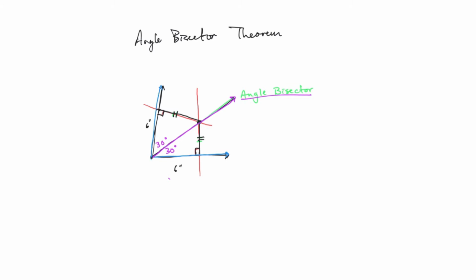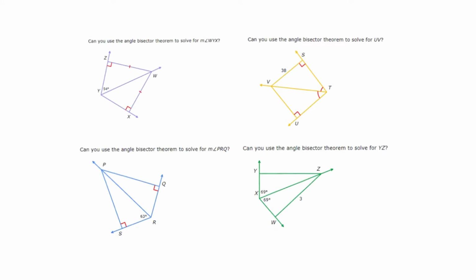It's good to understand that as we go forward to some examples, such as: can you use the angle bisector given some of these diagrams? Can you use it to solve for angle WYX? Well, if I have two congruent segments perpendicular to the sides of the angle, then yes, you could use this to solve for WYX, which would be 54 degrees.